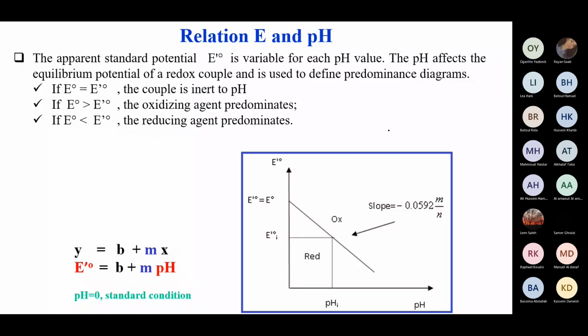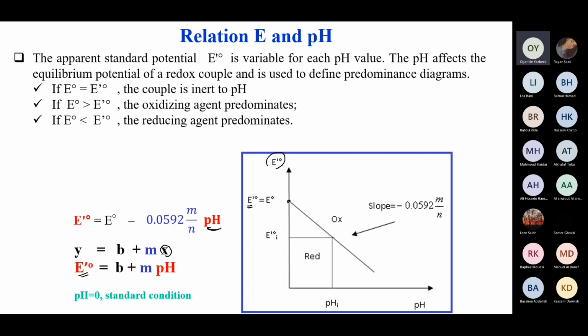And here's the diagram. The diagram is for just the effect of the pH. So what did we say? Let me just put the equation. We said the apparent potential is E naught minus 0.0592 M over N times pH. Think of this as if it is a Y equals MX diagram. So here the X-axis is the pH, and we'll have the Y-axis as the E naught prime. E naught prime on the Y.